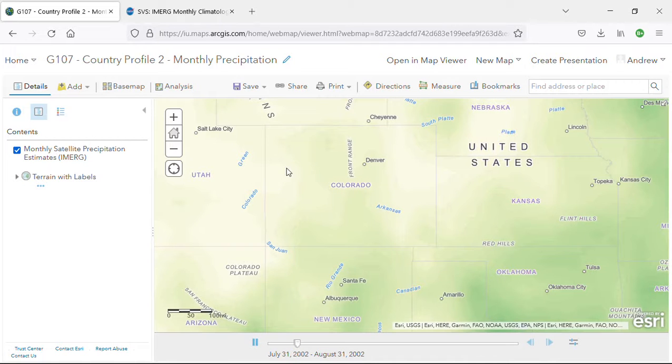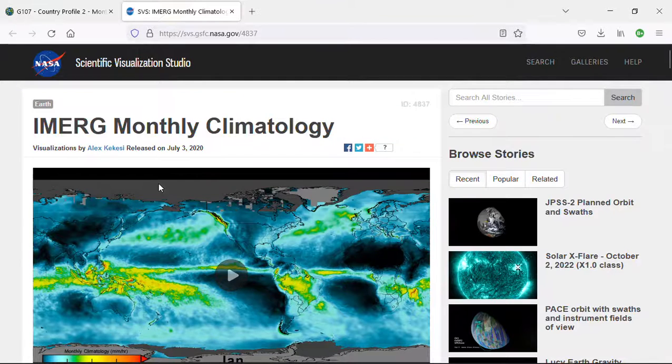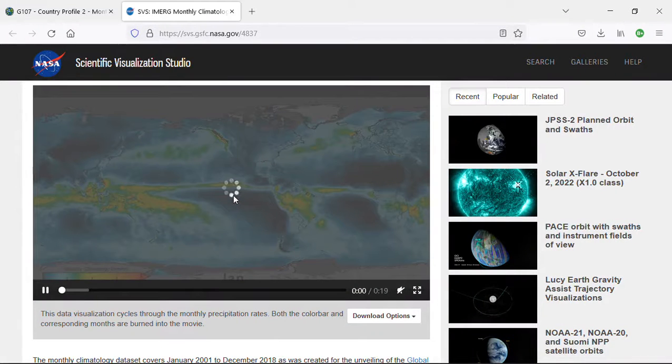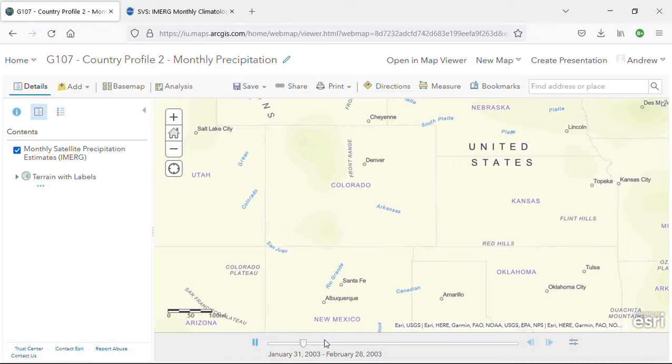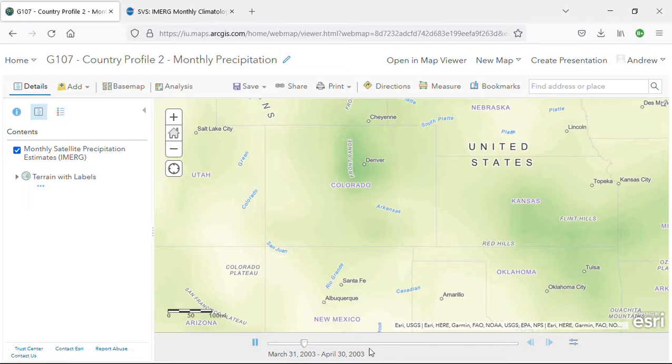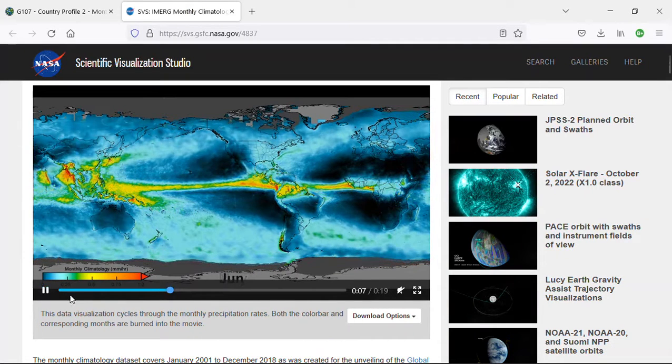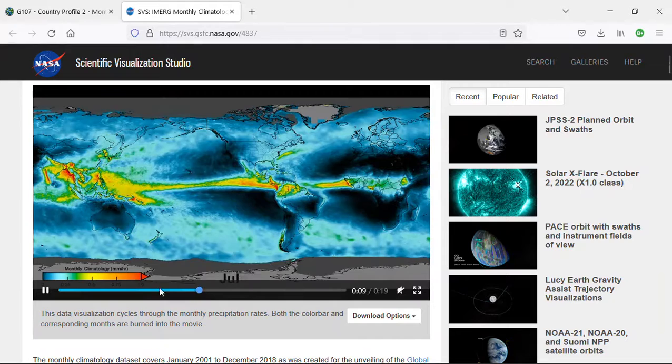Another tool to use in your observations is this particular video here, a data visualization that cycles through the monthly precipitation rates. This is going to look at the average precipitation, whereas that was looking at one particular day over the course of many different years and months. Here we're just going to look at the averages for each of the months of the year.